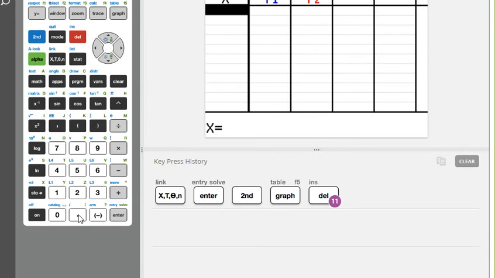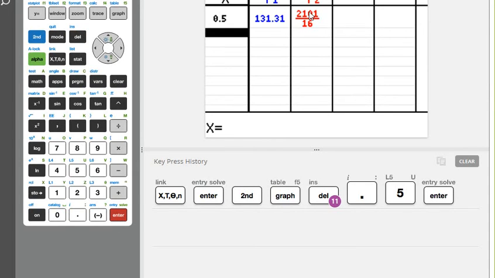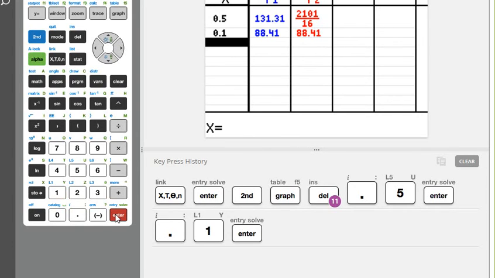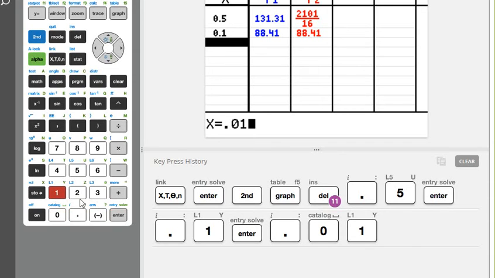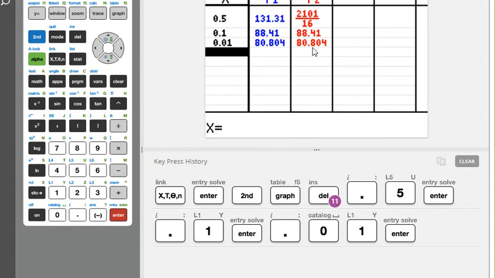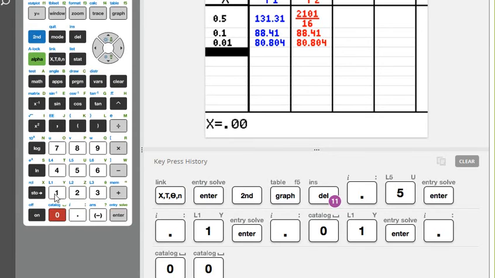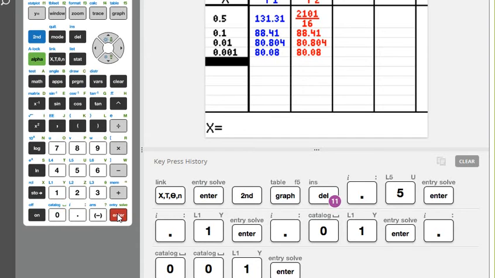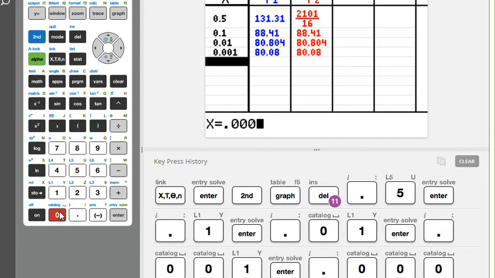So they wanted us to plug in h is 0.5. Well, we're going to plug in x is 0.5, same thing. And there you go. And let's plug in 0.1. And then 0.01. So, okay. 0.001. And finally 0.0001. And notice that for your x's, it changes things over to scientific notation. So, okay. Now take a look at the y values.